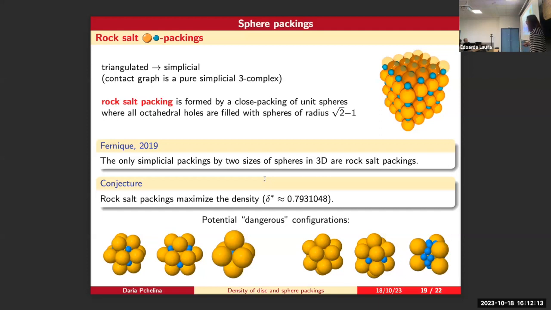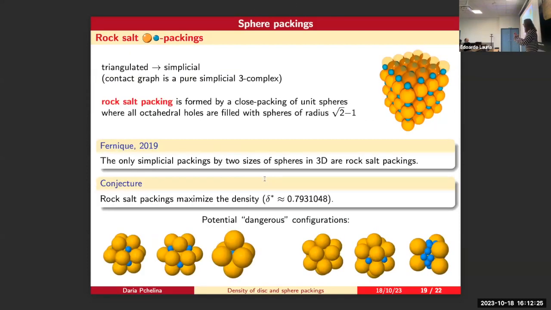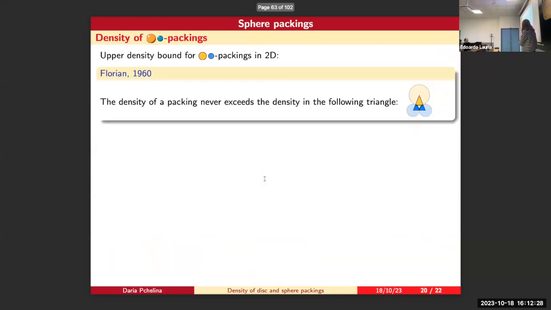Okay, so we didn't go much further with our proof, but we decided to do something a bit simpler, like a first step to the proof of the conjecture. This conjecture would be the tight upper bound of the maximal density, and we decided to give just another upper bound of the maximal density. So we decided to inspire ourselves with a 2-dimensional result by Florian, which gives a really nice upper bound of the density of binary disk packings. He says no packing by these two disks can be denser than the density inside this triangle formed by one large and two small disks.